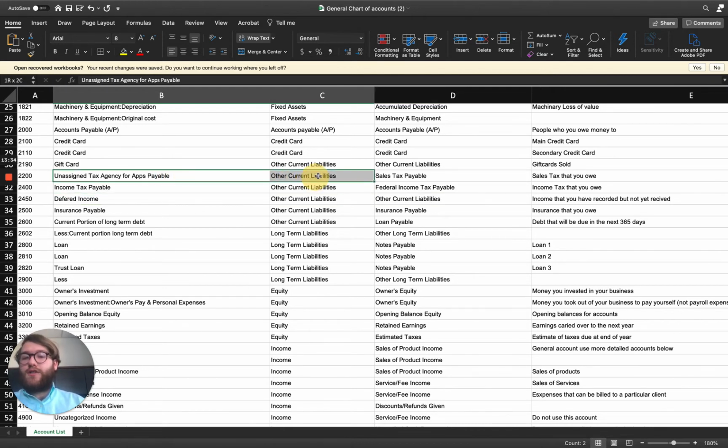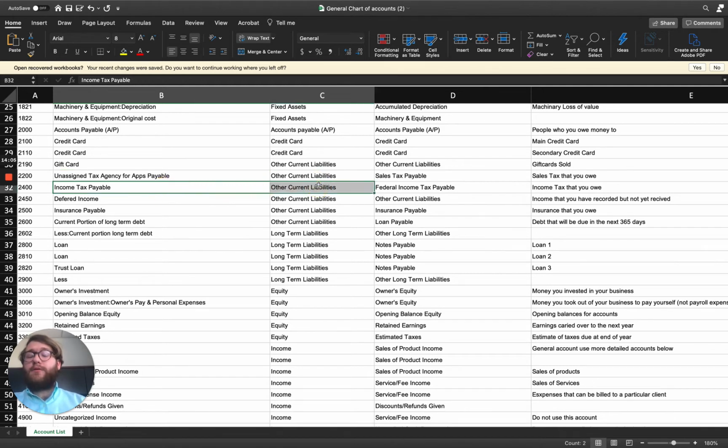Unassigned tax agencies payable, this is again another requirement. Generally it's going to be a sales tax payable account. And you can change this name to sales tax payable. We leave it unassigned tax agency because we deal with so many tax agencies. So you'll want to have Florida tax agency or California or New York or Wisconsin or whatever you have there would be your tax agency payable.